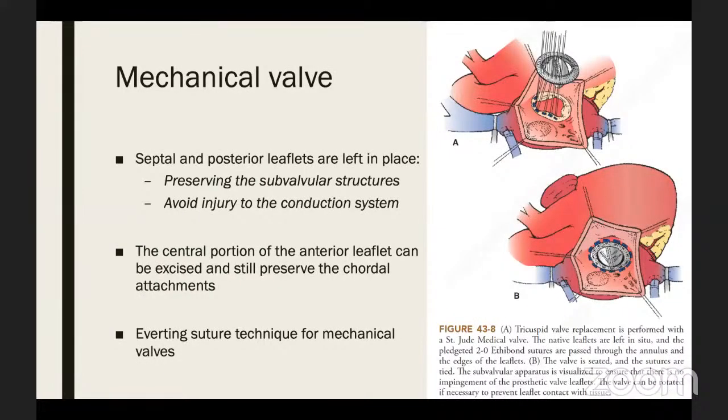All right, so for mechanical valves, one technique for implantation is to preserve the tricuspid valve leaflets, as is the case with the mitral valve, to preserve the subvalvular structures and to avoid injury to the conduction system. However, there's concern about the anterior leaflet billowing and causing obstruction. So the central portion of the anterior leaflet can be excised and still preserve the chordal attachments. And then an everting suture technique can be used for implantation of the mechanical valve in the tricuspid position.